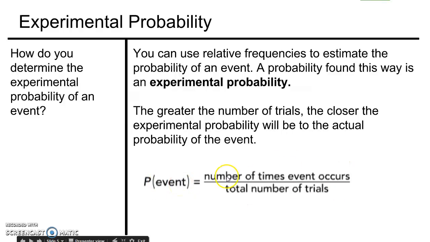And our little formula here: the number of times the event occurs over the total number of trials. How many times did I flip that coin? How many times did I roll that number cube? Okay, make sure you have all this copied into your notes before you move on.